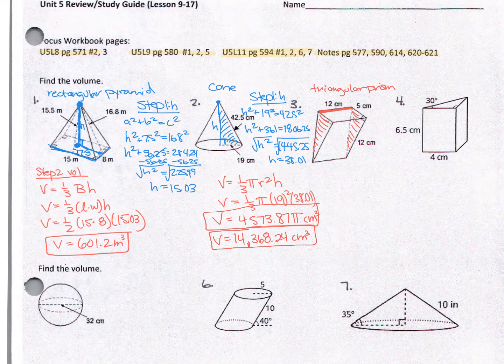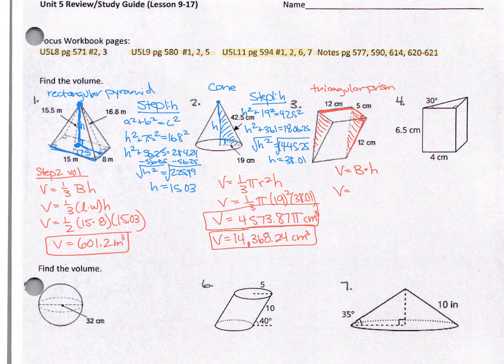I have the height of my prism. This is my right angle for my triangular base. So the 5 and the 12 are my base and height. I don't have anything I have to go find. So using my volume sheet for a prism, volume is big B times H. In this case, my big B is the area of a triangle.